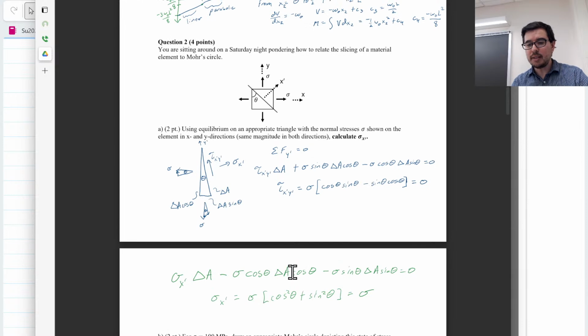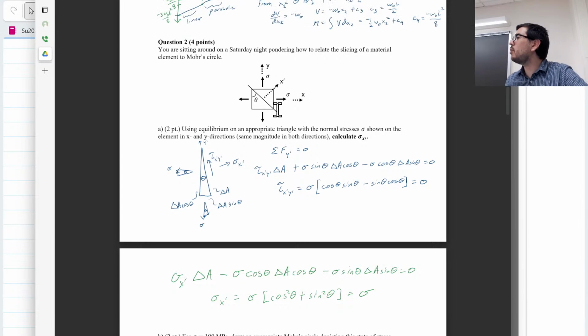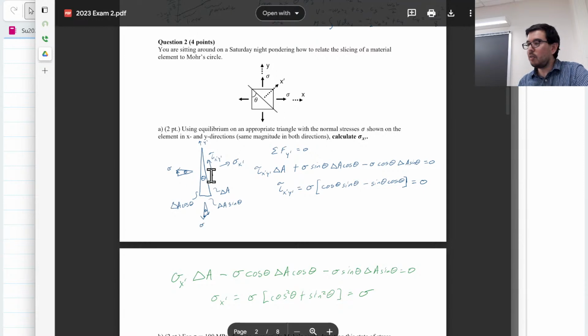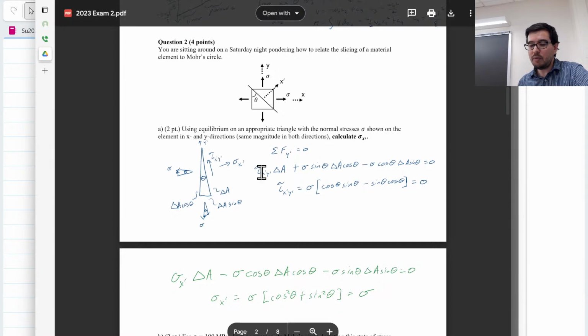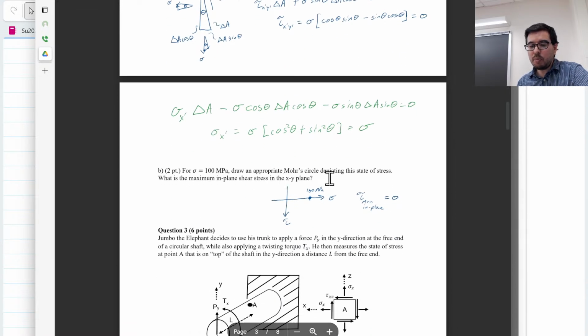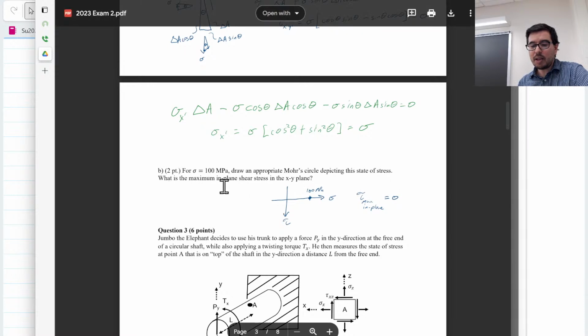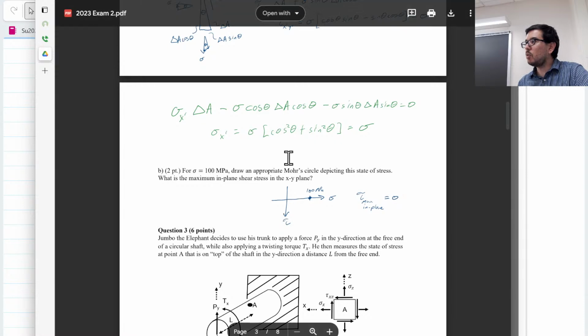And look, it's the same thing. Sigma and sigma, that's what you have with a spherical pressure vessel. It's PR over 2T for the sigmas. In that case we said you've got to use the triangle. We asked people to use equilibrium on an appropriate triangle, so you have to be able to do that. Then we said draw an appropriate Mohr circle. And what is the maximum in-plane shear stress in the XY plane? Very specific. So that's true.